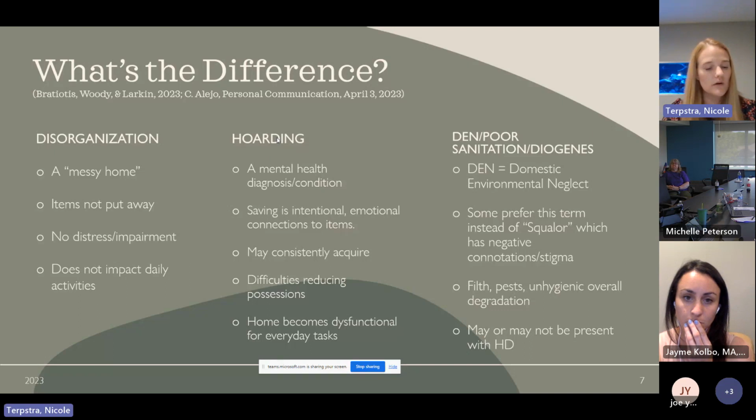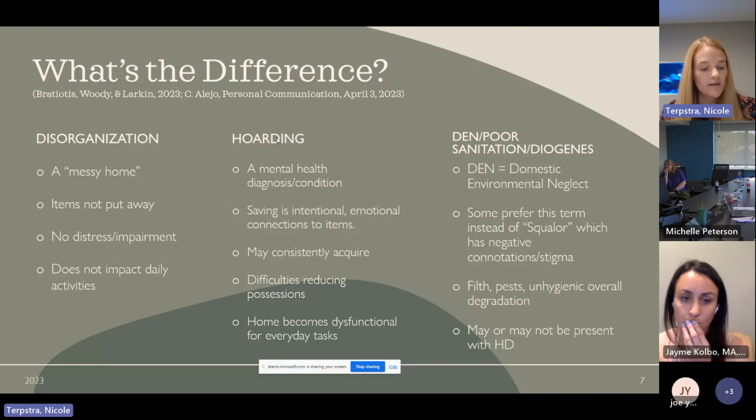All right, so then hoarding. Hoarding is a mental health condition that is characterized by intentional saving and acquiring due to emotional connections to possessions. The individual may consistently acquire items and will have difficulties reducing their possessions. The home reaches a point where it is dysfunctional for everyday tasks.